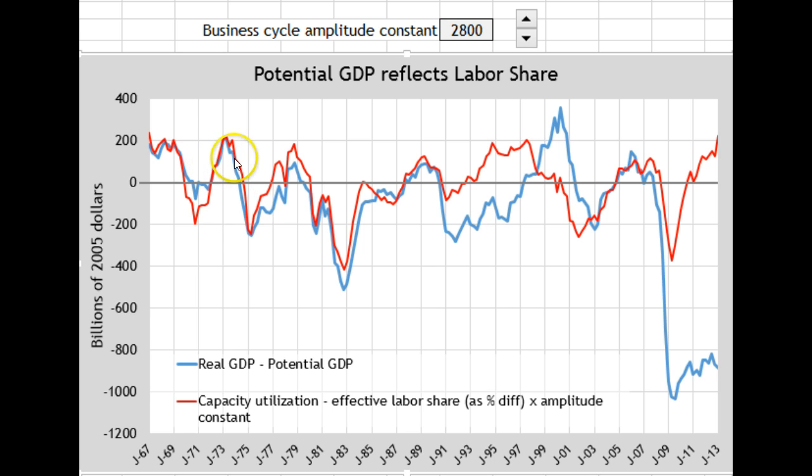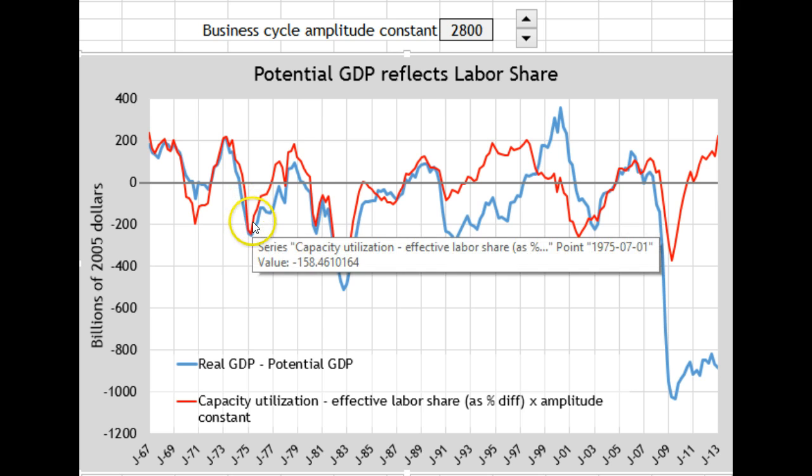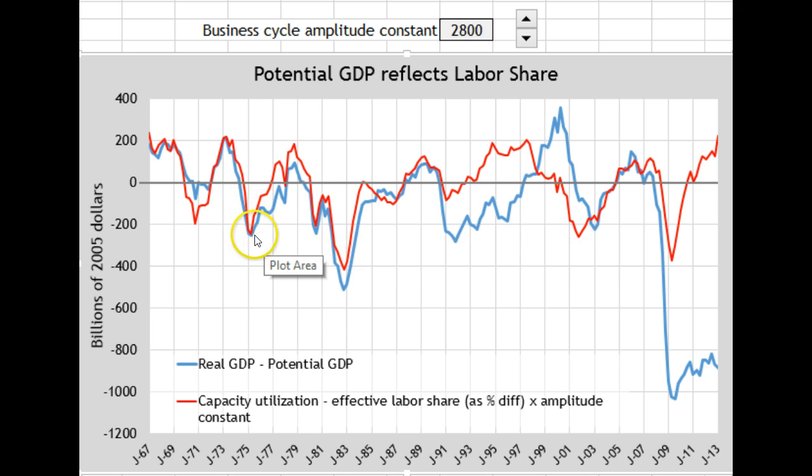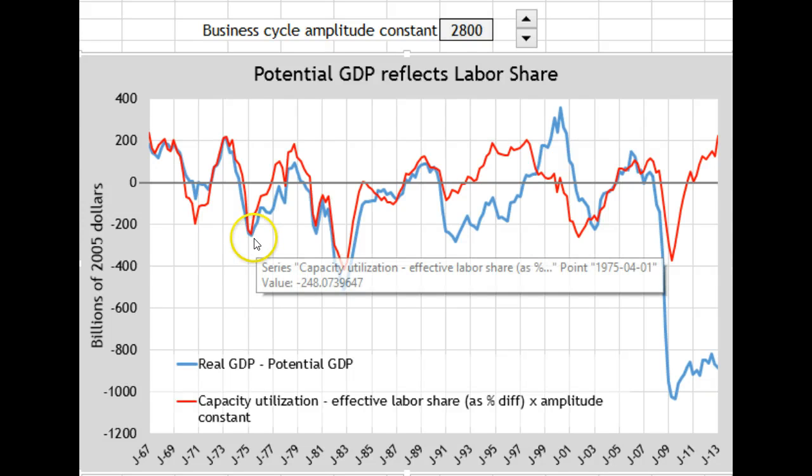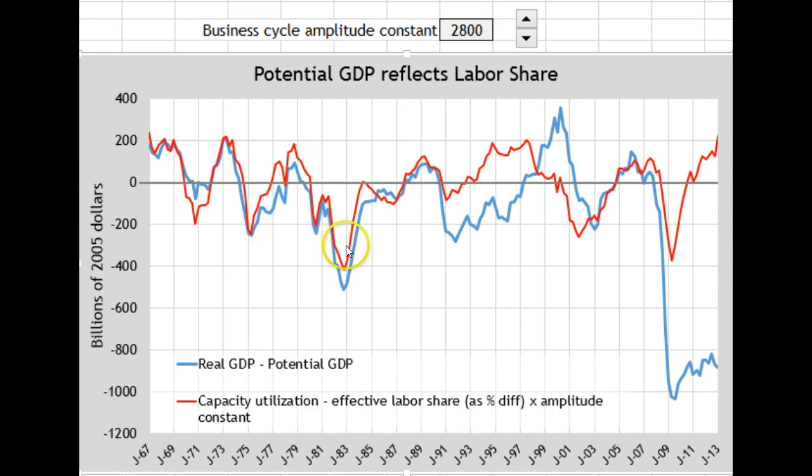See how these red and blue lines start to move with each other very closely? This is reflecting the business cycle of real GDP over potential GDP. But at the same time, it's reflecting capacity utilization over effective labor share. So you can say real GDP is like the utilization of capital, and potential GDP is like how much money is paid to labor effectively, according to effective demand. Now here, in the 1991 recession, the lines split.